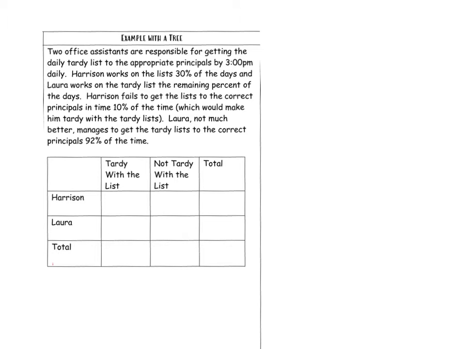And here's what we have to do. We need to realize that these are what we call disjoint events. And disjoint just means that if one occurs, so if you're tardy with the list, you can't be not tardy with the list. Likewise, these two people are disjoint events, where Harrison is not going to be Laura, and Laura won't be Harrison. So the disjoint events are represented on the outside of the table.